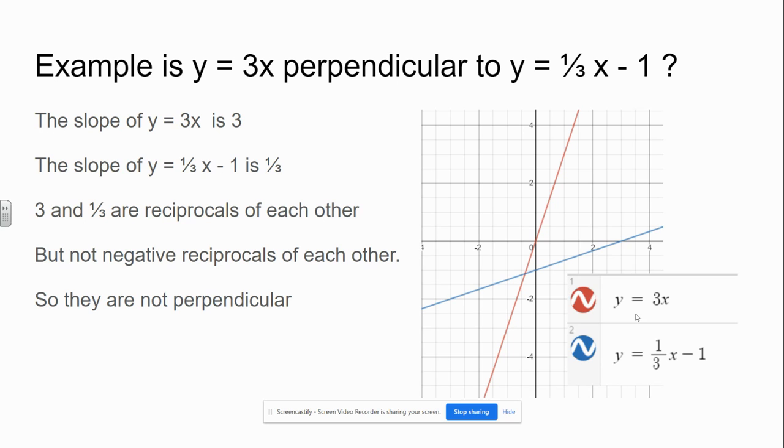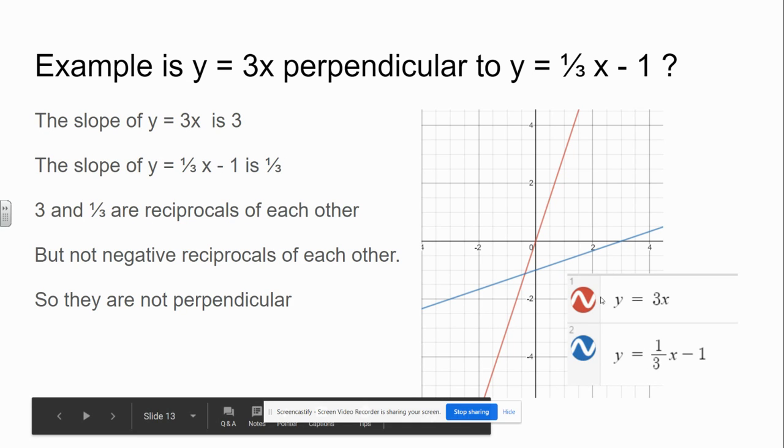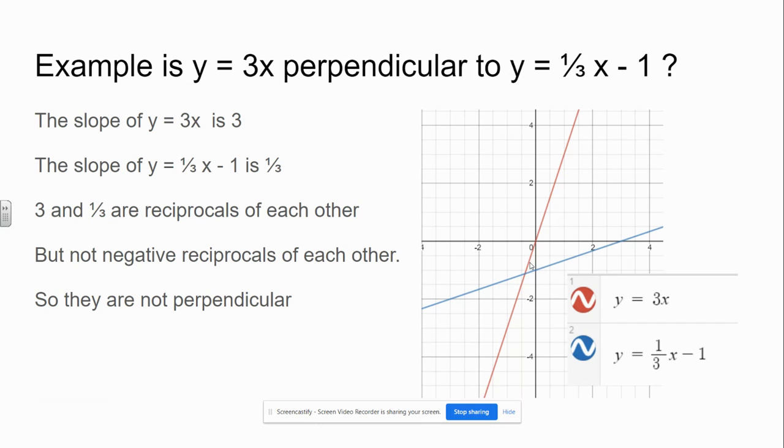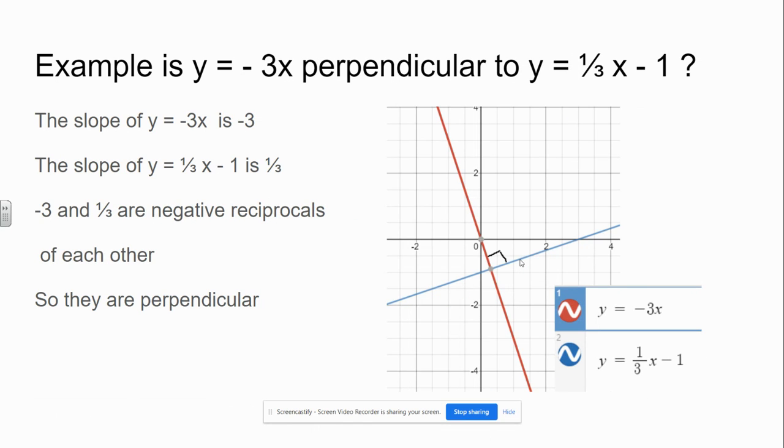Okay, and if I look at the two graphs of these, the red one's 3x, the other is y equals 1/3 x. The angle right here is definitely not 90 degrees. So they're not perpendicular. They intersect, but they're not perpendicular. Now let's look at a different example.